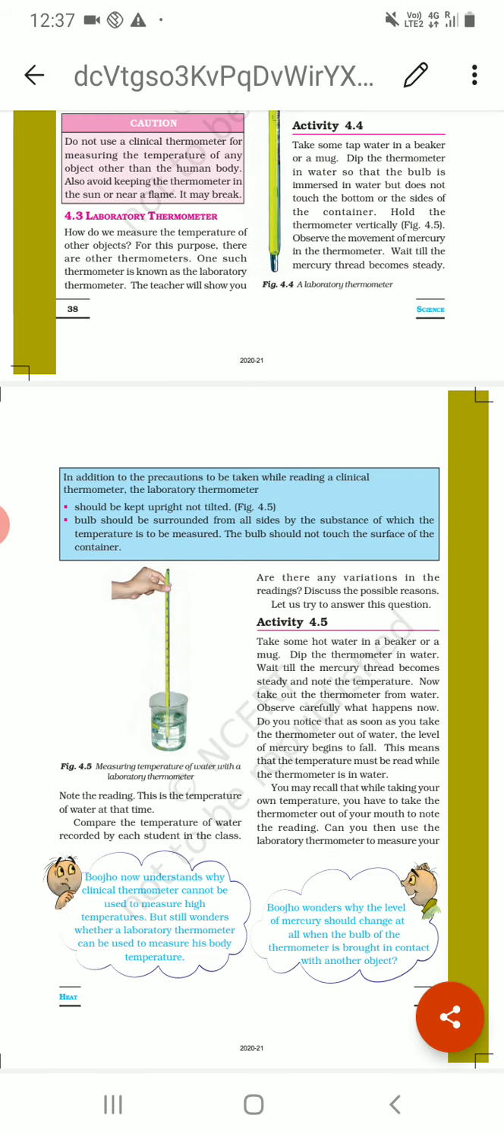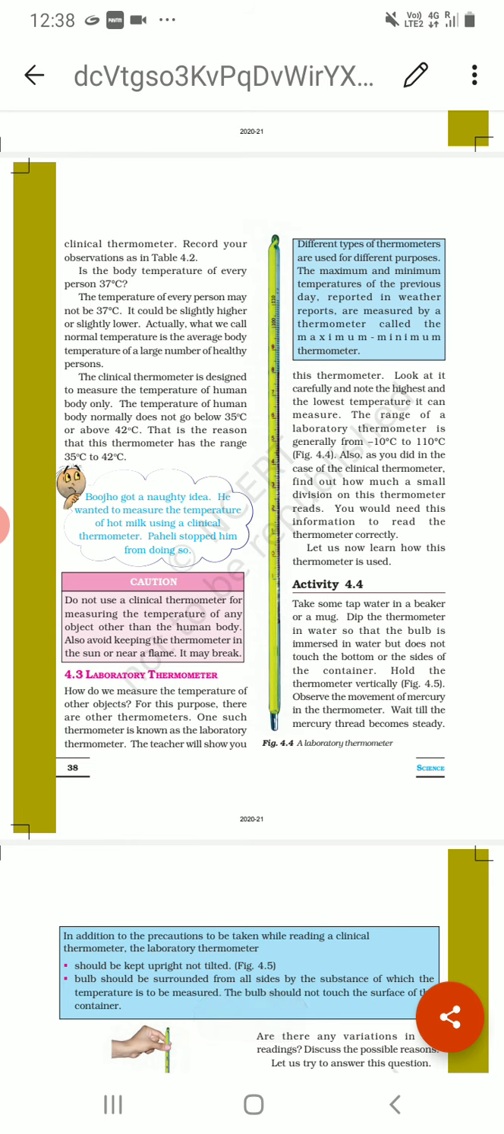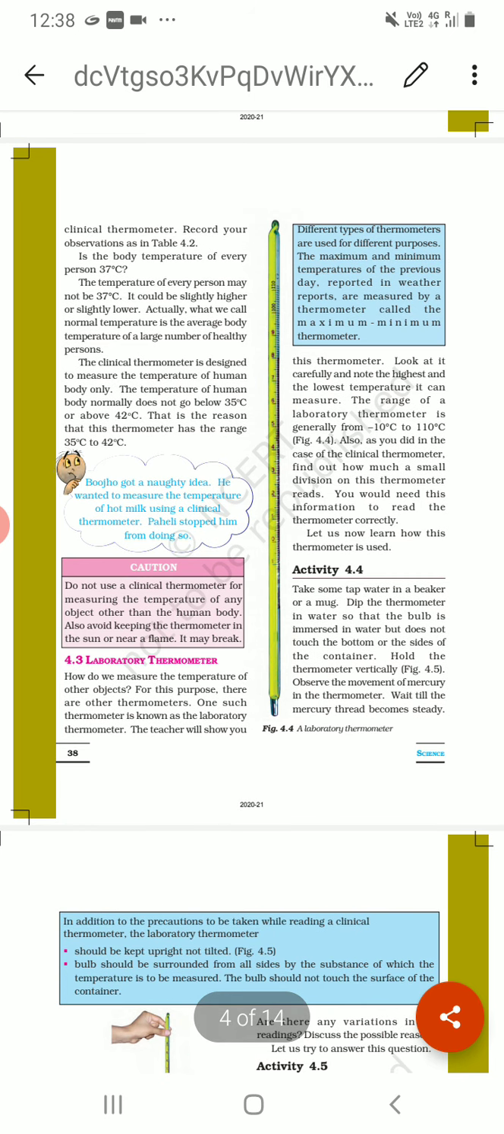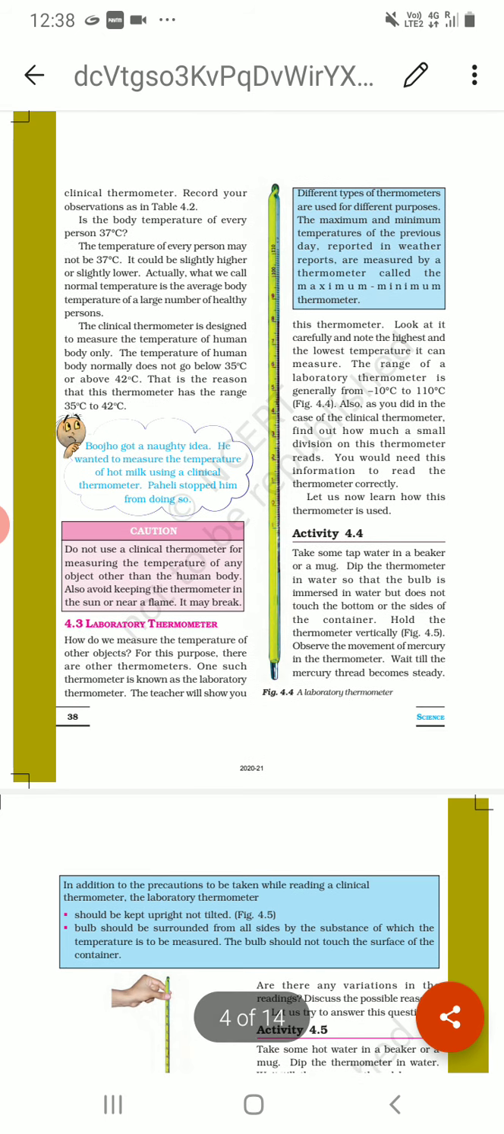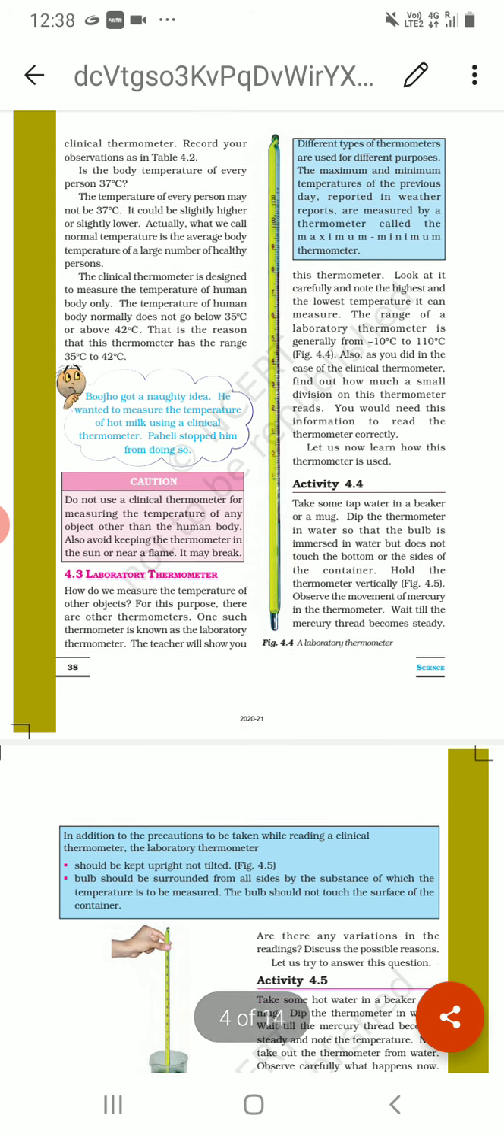Now, different types of thermometers are used for different purposes. The maximum and minimum temperatures of the previous day reported in weather reports are measured by a thermometer called the maximum minimum thermometer.